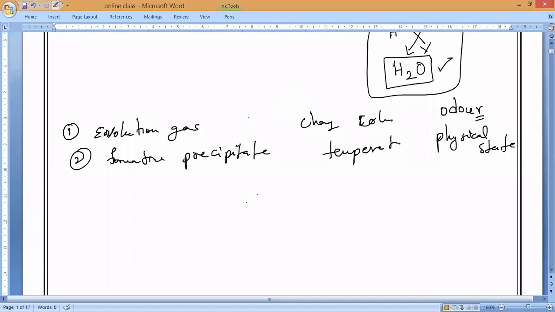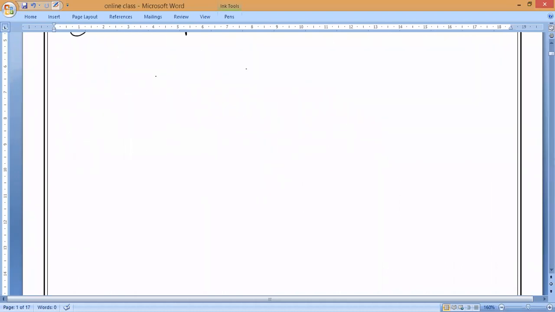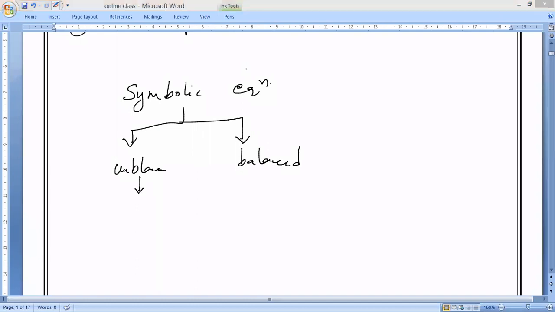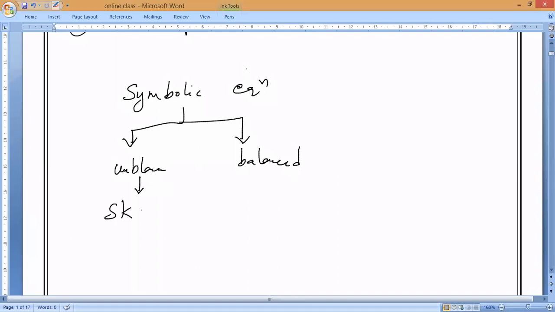Later I taught you what chemical equations are and how to balance them. If you take symbolic equations, we have 2 types. What are the 2 types of symbolic equation? Balanced and unbalanced. The unbalanced equation we should not call an unbalanced equation; it is called a skeletal equation. That is what you have to remember.